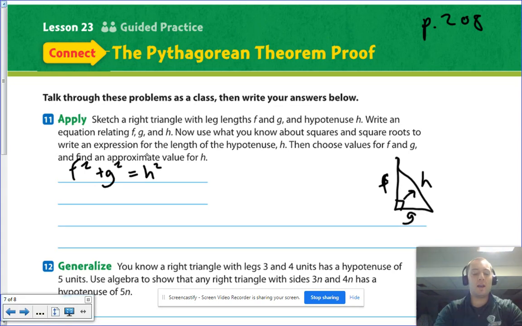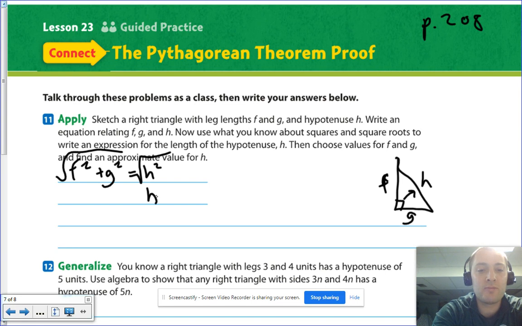So whatever number those are, that has to work for it. Now it says, now use what you know about squares and square roots to write an expression for the length of the hypotenuse h. We did this in the last lesson a little bit for a different variable. We're just trying to get the h by itself, okay? And to get h by itself, since it's squared right now, we don't want that. And remember, the opposite of squaring something is square rooting it. So we'll square root that, and we'll square root this side. That'll give us h all by itself, equaling the square root of f squared plus g squared.